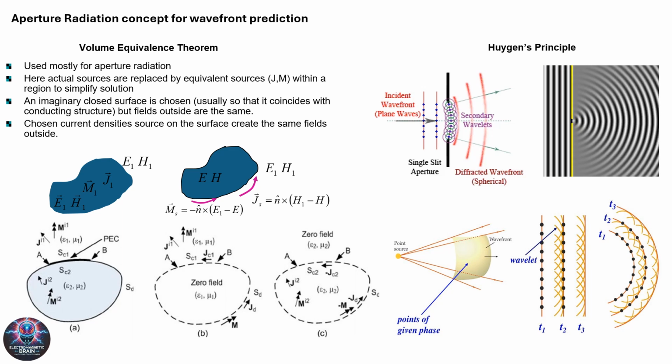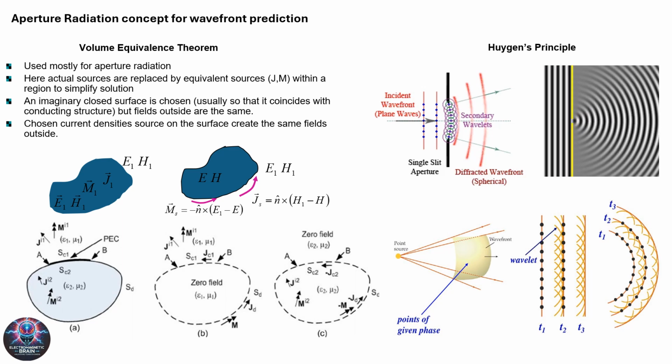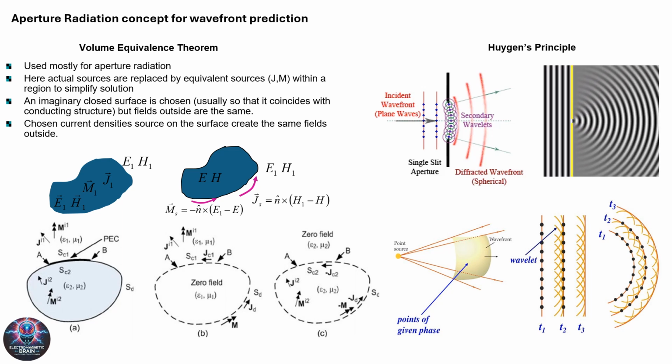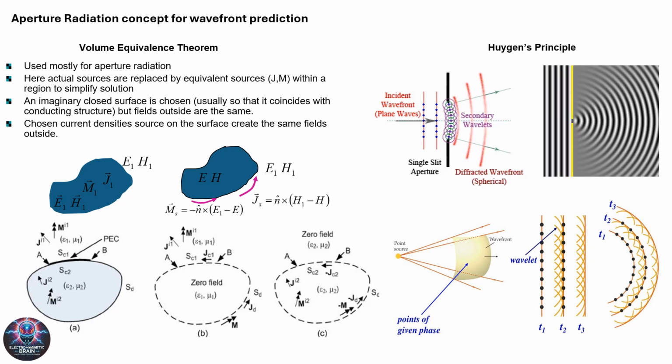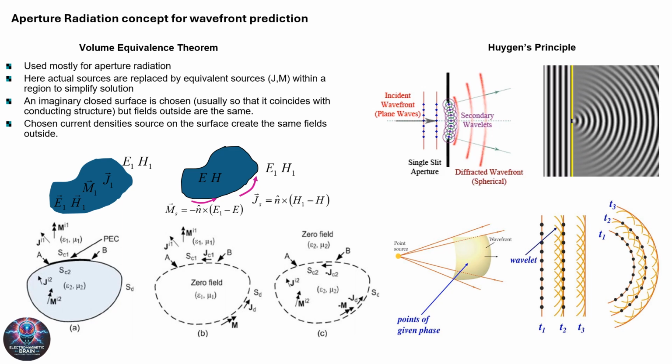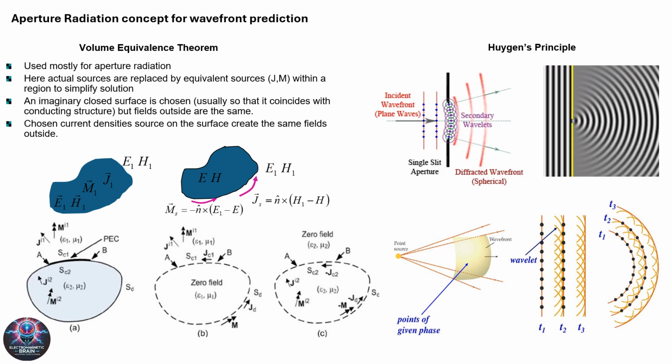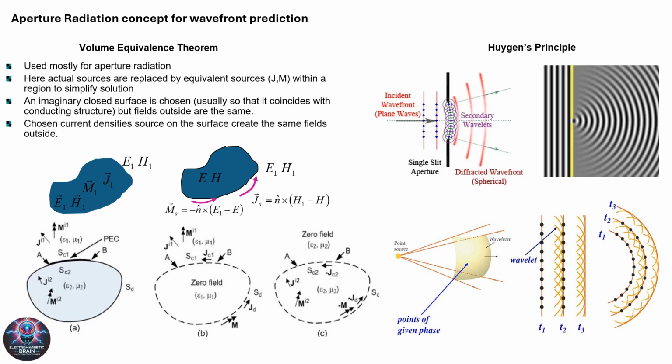Moving forward, we introduce Huygens principle, a foundational concept in wave propagation. This principle states that every point on a wavefront can be considered as a source of secondary spherical wavelets, and the new wavefront is formed by the envelope of these wavelets.